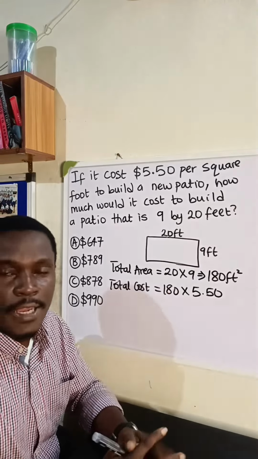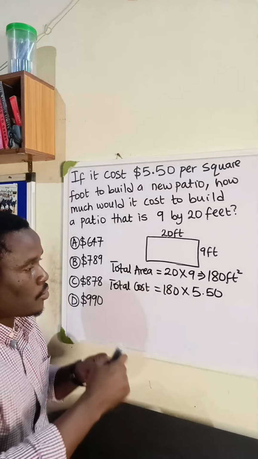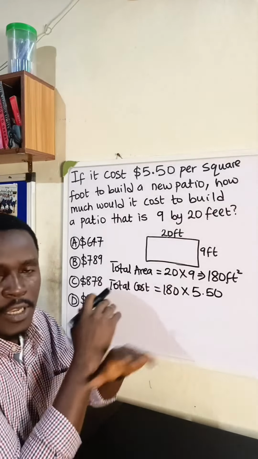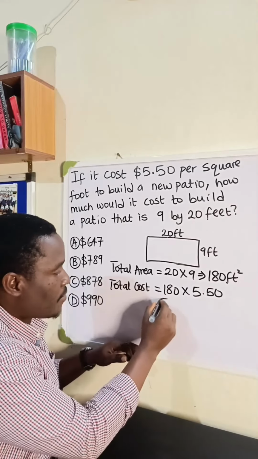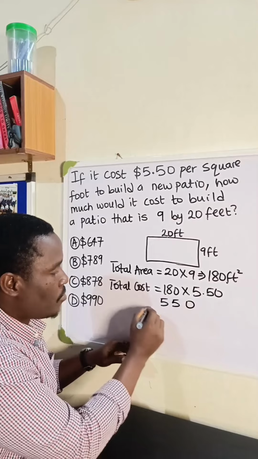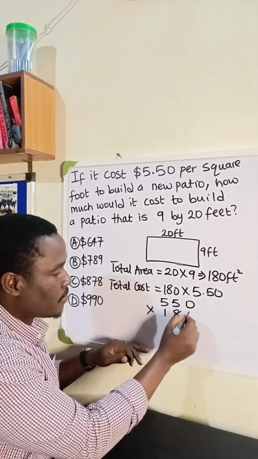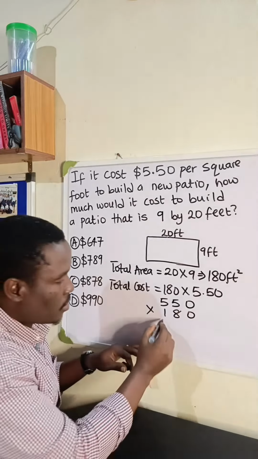Let's see how to multiply a whole number and a decimal. So when you're multiplying this, just assume that there is no decimal, okay? So we have 550 multiplied by 180, okay? This will help you to do it.